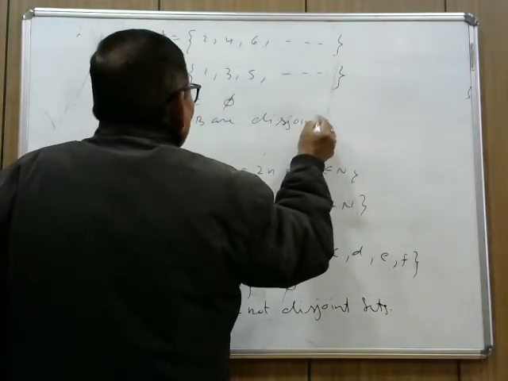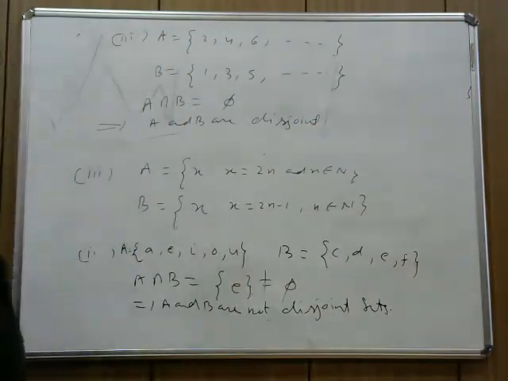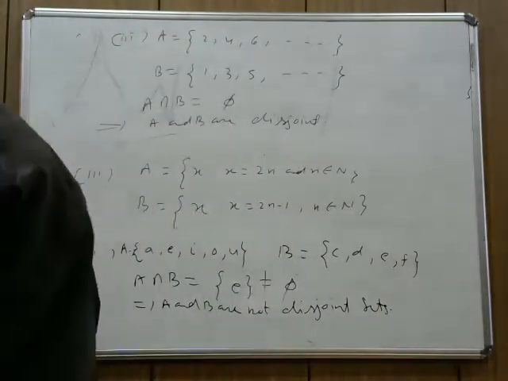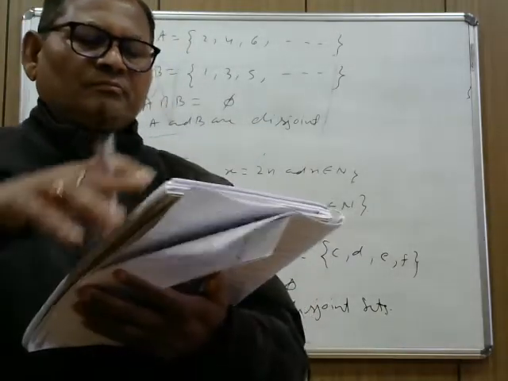When you get the condition A intersection B is the null set, then they are disjoint. When you get A intersection B is not the null set, then they are not disjoint sets. You remember this thing. So I have taken one question with you.